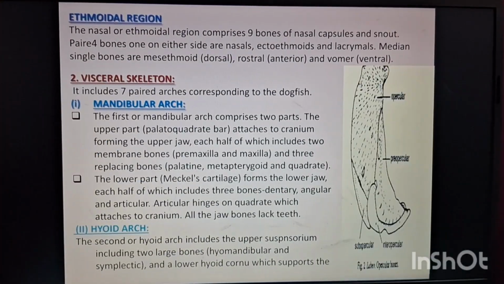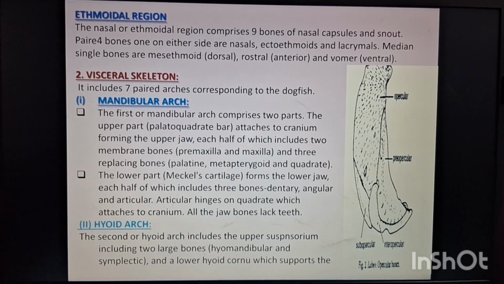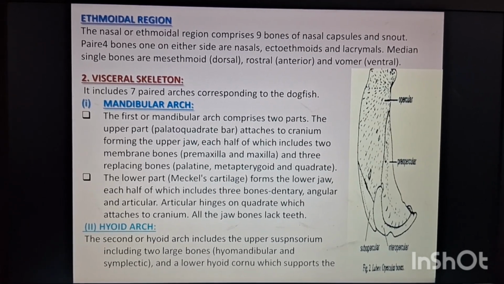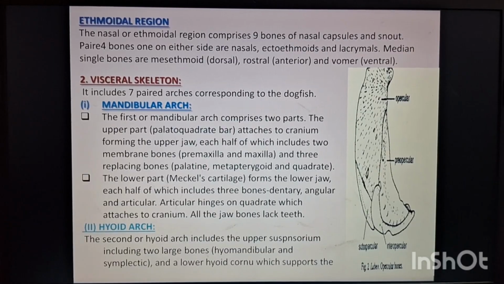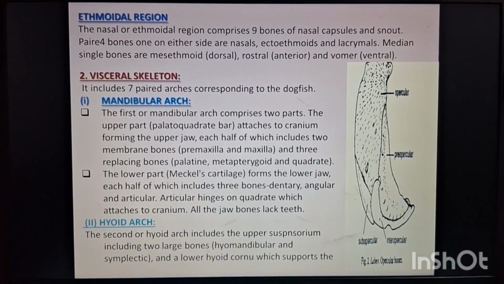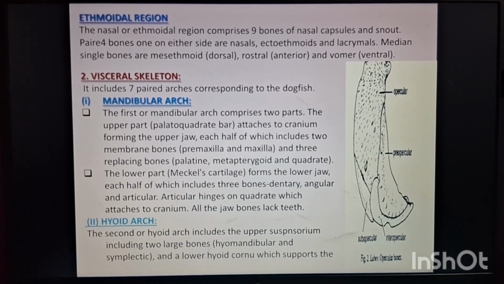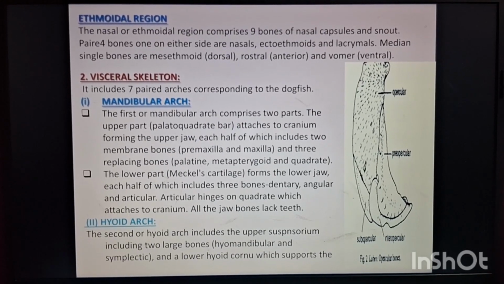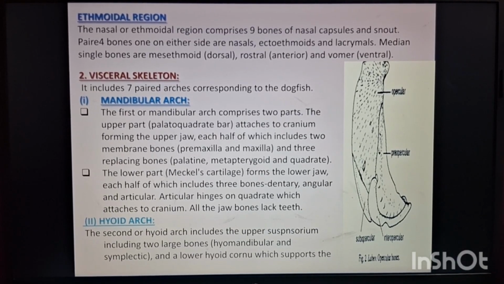preorbital. Ethmoidal region. The nasal or ethmoidal region comprises 9 bones of the nasal capsules and snout. The paired bones, one on either side, are nasals, ectethmoids and lacrimals. Median single bones are the mesethmoid, that is dorsal, the rostral, that is anterior, and the vomer, that is ventral.